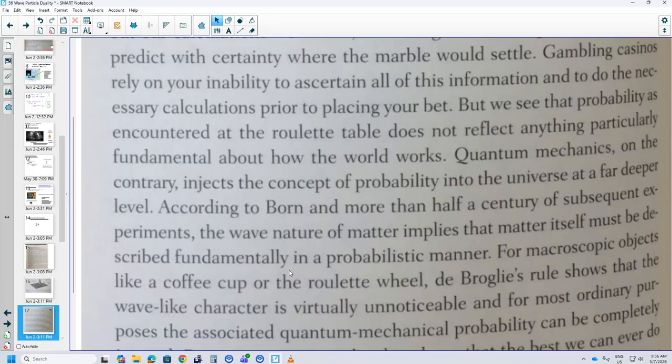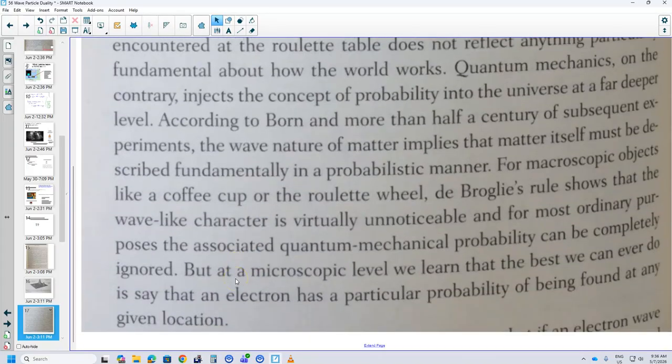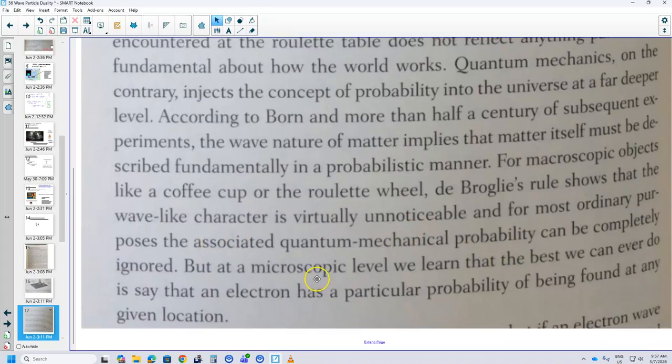Quantum mechanics, on the contrary, injects the concept of probability into the universe at a far deeper level. According to Born and more than half a century of subsequent experiments that are all found to work perfectly, the wave nature of matter implies that matter itself must be described fundamentally in a probabilistic manner. For macroscopic objects like a coffee cup or a roulette wheel, de Broglie's rule shows that the wave-like character is virtually unnoticeable, and for most ordinary purposes, the associated quantum mechanical probability can be completely ignored. But at a microscopic level, we learn that the best we can ever do is say an electron has a particular probability of being found at any given location.